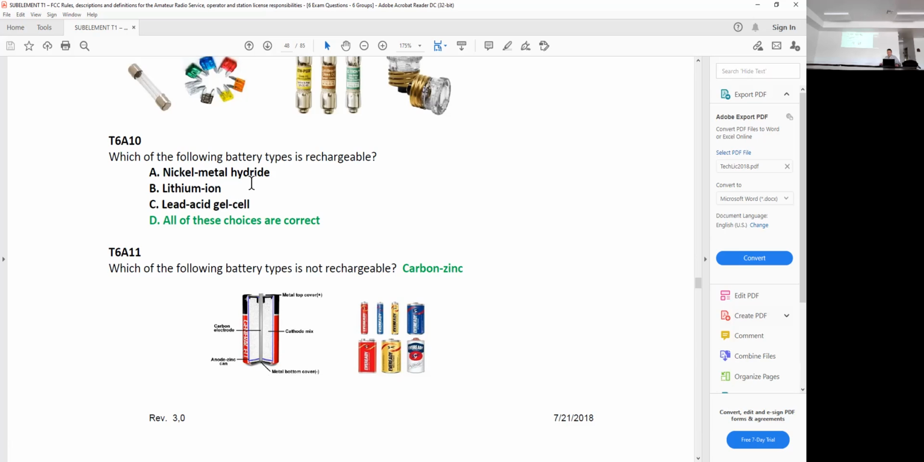Why did they pick lithium? Anybody know? They're dangerous. They catch fire. They explode. Why did we want them? They're more expensive. They're small. They hold a lot of energy in a small, lightweight space. You've got it exactly.